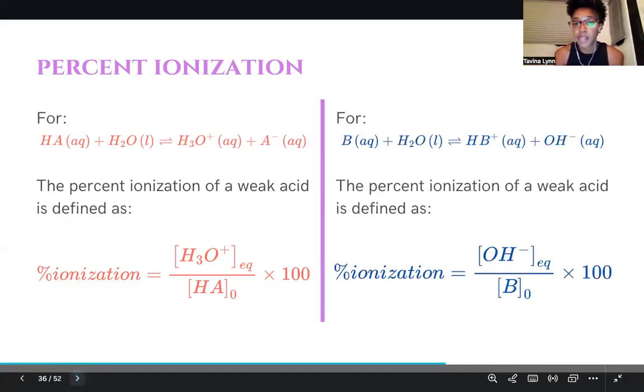Similarly, for bases, the percent ionization of a weak base is equal to the concentration of hydroxide ions at equilibrium over the initial concentration of that base, times 100. For a strong base, we have 100% ionization. So we expect to see, with increasing base strength, an increasing concentration of hydroxide ions, and therefore an increase in percent ionization.